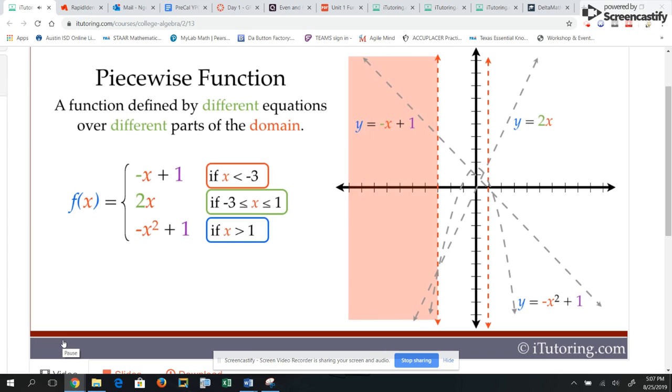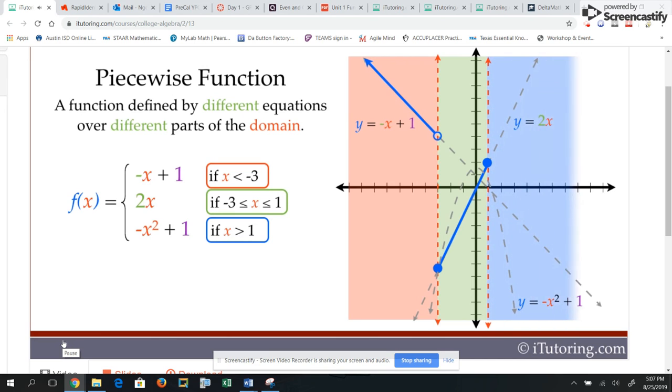For our domain that x is less than negative 3, the appropriate equation is y is equal to negative x plus 1. So we'll draw in with a solid line y is equal to negative x plus 1. Notice we're going to leave an open circle over the value that x is equal to negative 3. In the middle domain, or our green domain between negative 3 and 1, the appropriate equation is y is equal to 2x. Here we have our less than or equal to, so we're going to have solid dots, and we're going to draw in with a solid line y is equal to 2x.